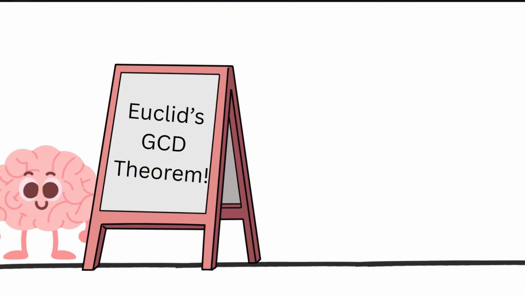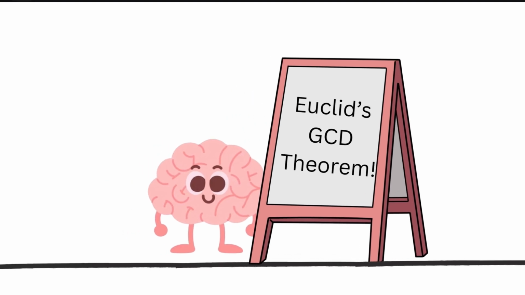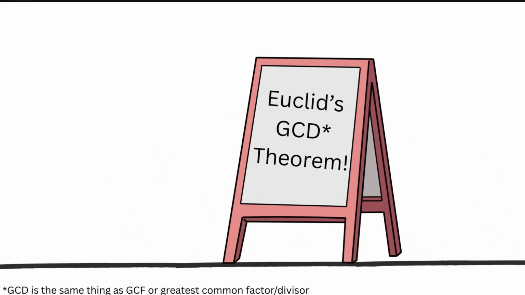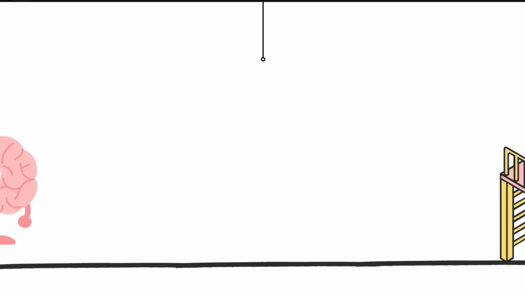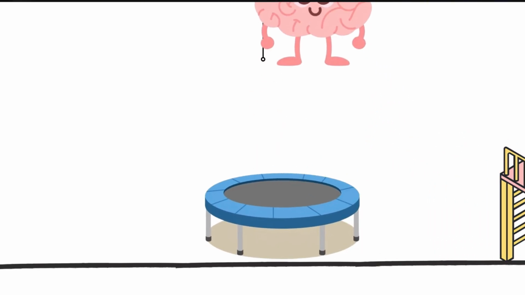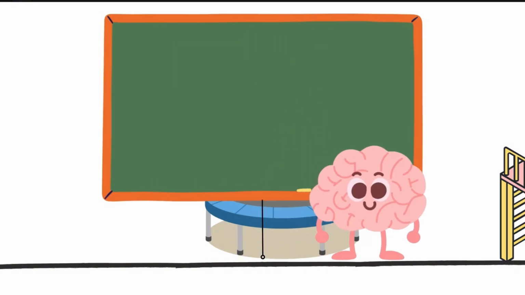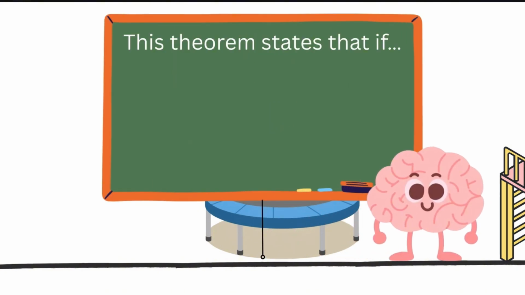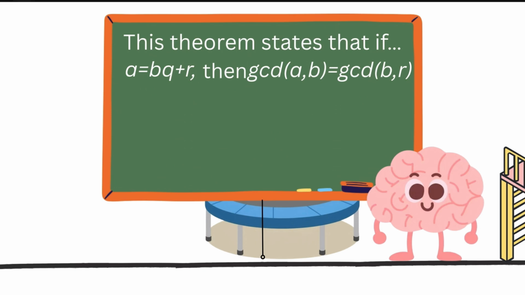So now let's get started with Euclid's GCD theorem. GCD is the same thing as GCF, or greatest common factor / divisor. The theorem states that if A equals B times Q plus R, then the GCD of A and B equals the GCD of B and R.